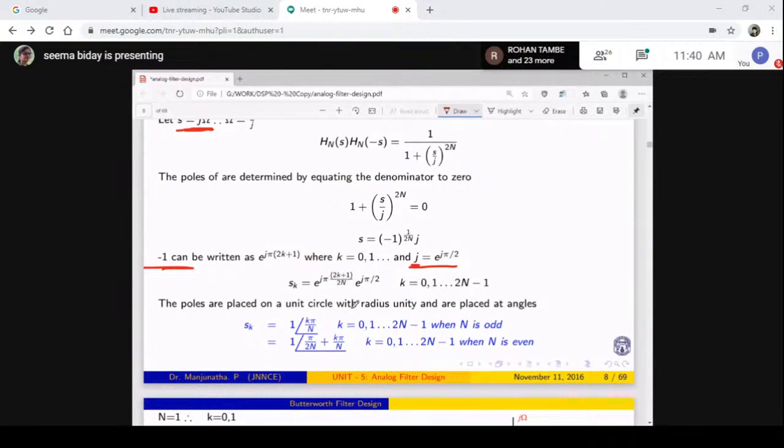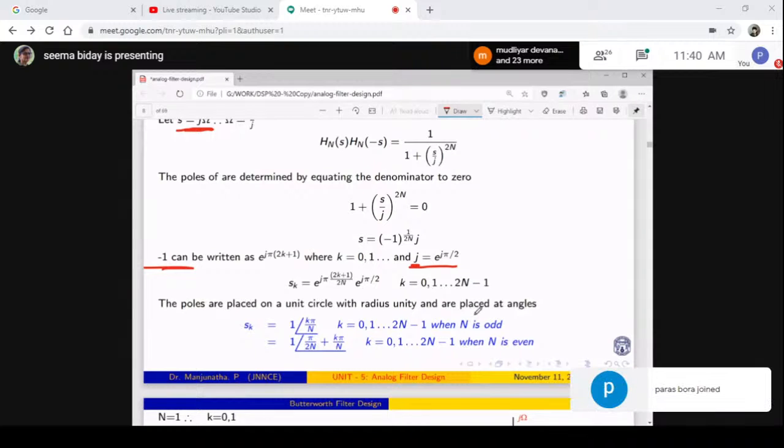Is this okay? So now, okay, are you getting? Sk will be equal to, you can write in this way. Minus 1 can be written in this way, e to the power j pi 2k plus 1, while j can be written as e to the power j pi by 2. Right? So now the poles are placed on a unit circle with radius unity. This is for normalized filter. This is for normalized filter. Keep in mind. And are placed at an angles.